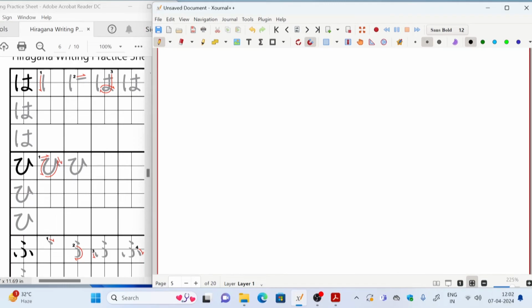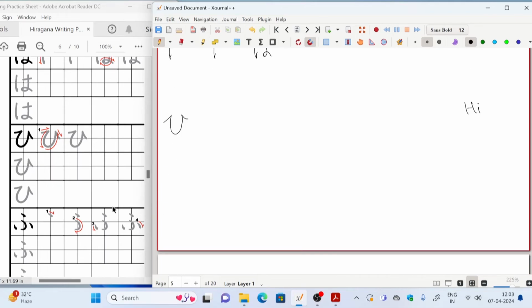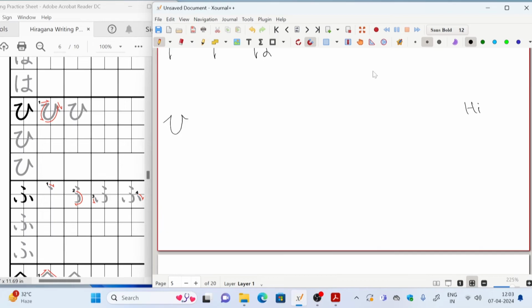So we'll learn first stroke. This is ha, second stroke, and the third stroke. This is read as ha. Next is he. This is he. It looks like a smiley. This is he. Next is fu.